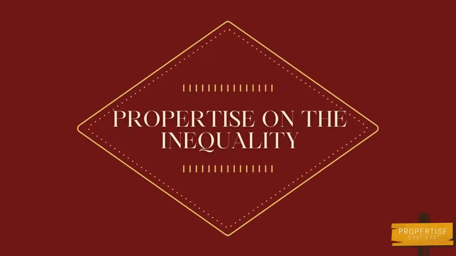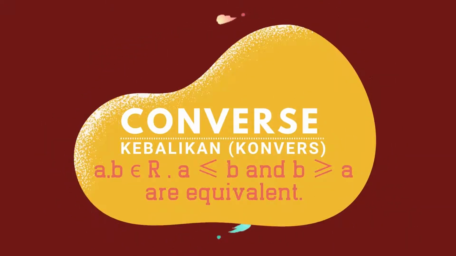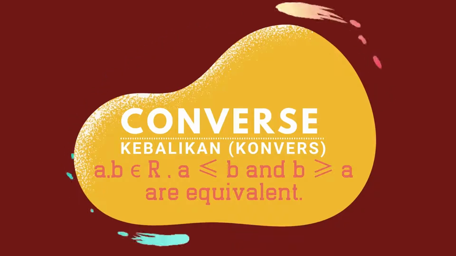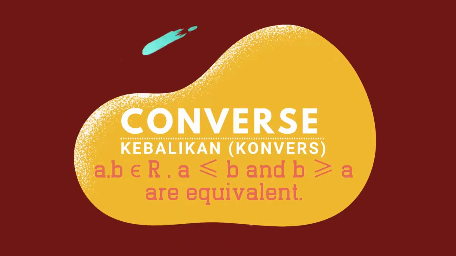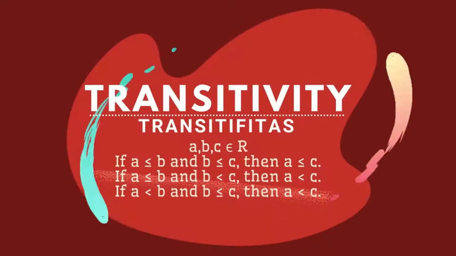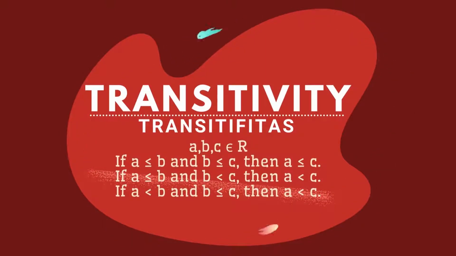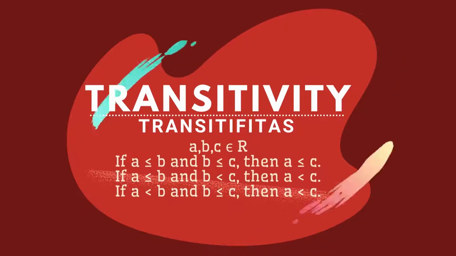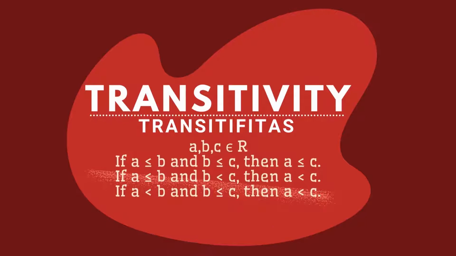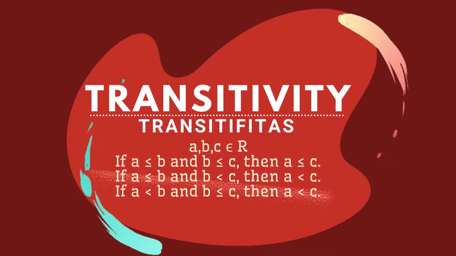After we know the notation of inequality, we must know the properties of inequality. The first one is converse. We take A and B from real numbers, and if A is less than or equal to B, then B is greater than or equal to A; they are equivalent. The second is transitivity. For A, B, C taken from real numbers, if A is less than or equal to B and B is less than or equal to C, it can be concluded that A is less than or equal to C. Then if A is less than or equal to B and B is less than C, then it can be concluded that A is less than C.